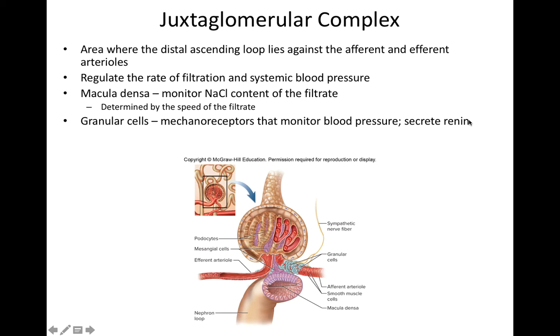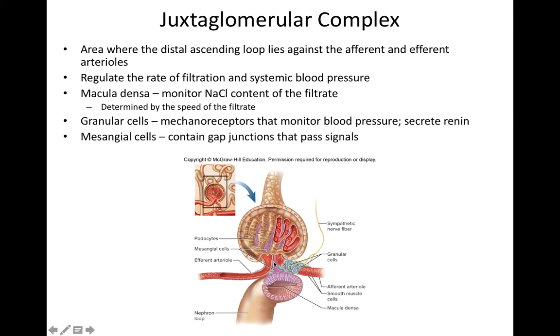The granular cells, these bluish cells right here, are mechanoreceptors that directly monitor blood pressure and will secrete renin to start the RAS system as needed.